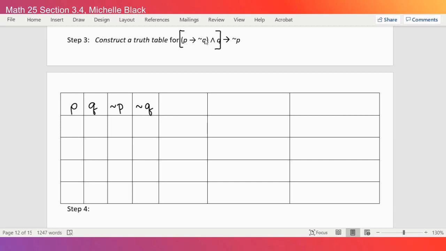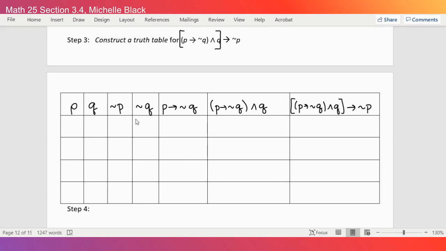Then on the innermost parentheses, I have this conditional with P and not Q. Moving out of those parentheses, I see that I have this conjunction. And then I have my entire statement with this outer conditional. So here's the basic setup of my truth table.